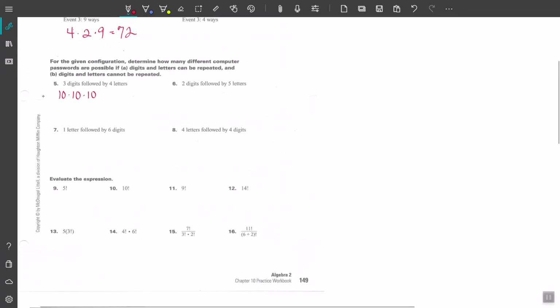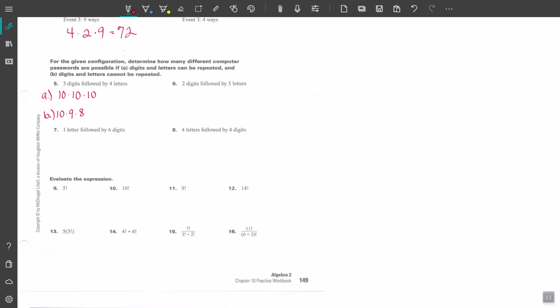So this is scenario A, but watch, scenario B says we cannot repeat digits. That means for the very first digit we have 10 to choose from, 0 through 9. Once we've picked one of those, though, we can't pick it again. So for the second digit in the password, we only have 9 options. Once we've picked that, that's no longer available. So for the third digit, we only have 8 options. That's how this changes depending on whether you can repeat or not.